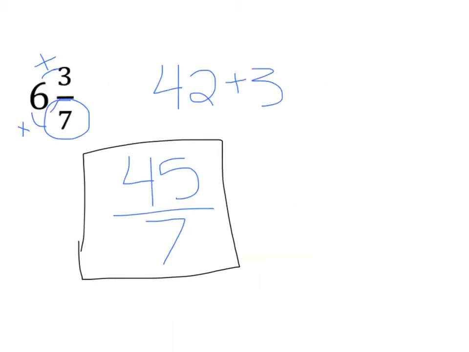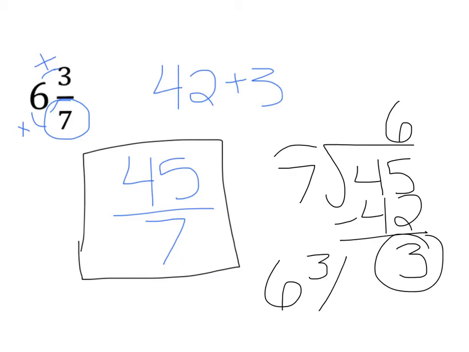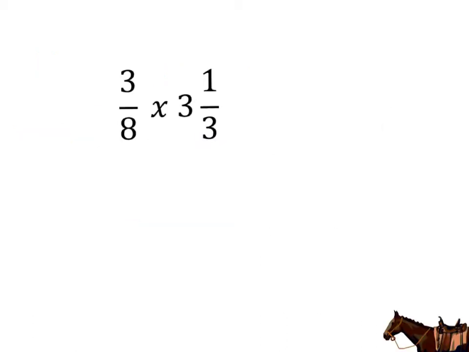Now, to convert 45/7 back into a mixed number, another easy way we can do this is just take 7 divided by 45. 7 goes into 45 6 times. We subtract 42, and we're left with 3. So we have 6 and 3/7. That's a simple way to convert back and forth. Keep that in mind for the following problems.